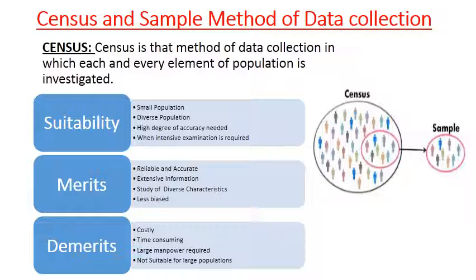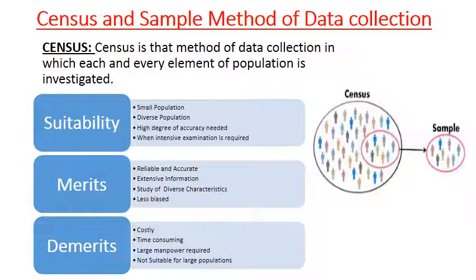Now, the suitability of census method: it is suitable for small population, diverse population, when the population has diverse features, when a high degree of accuracy is needed, and when intensive examination is required. Merits: reliable and accurate data, extensive information, study of diverse characteristics, and less bias. These are the merits of census method.